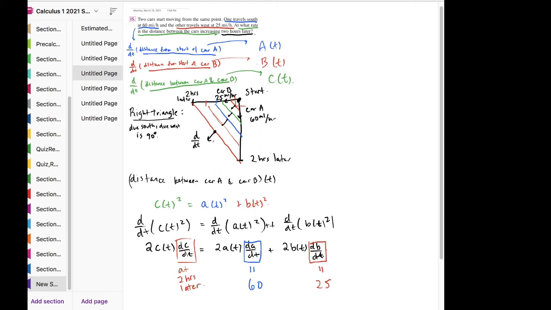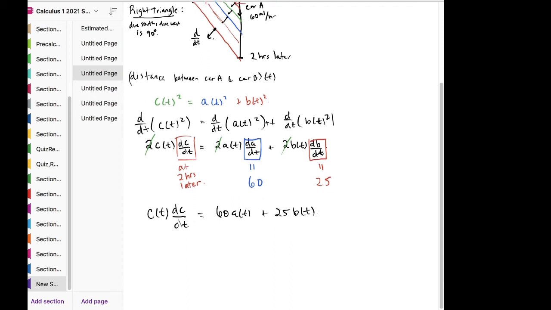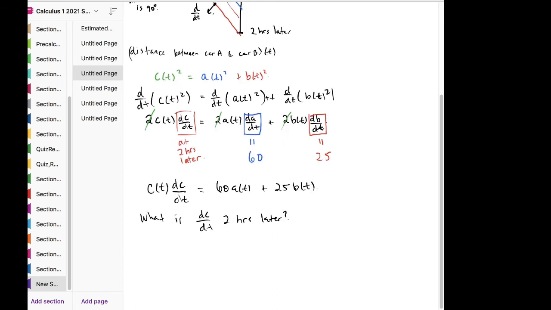So even before then, though, we can get rid of these 2's, right? These all have a factor of 2. Okay, so what does this mean? We have c of t dc/dt is equal to 60 a of t plus 25 b of t. So what is the goal? What is dc/dt 2 hours later? So we plug in 2.